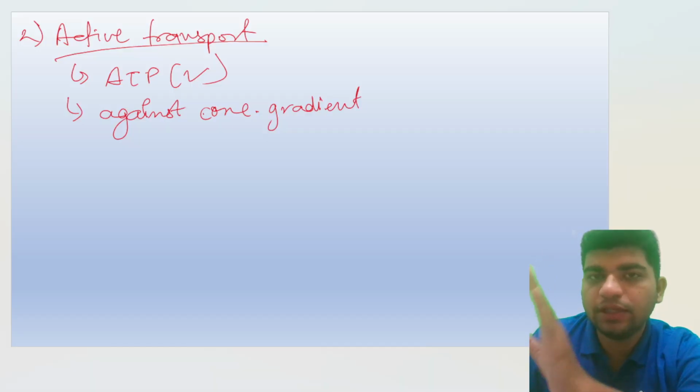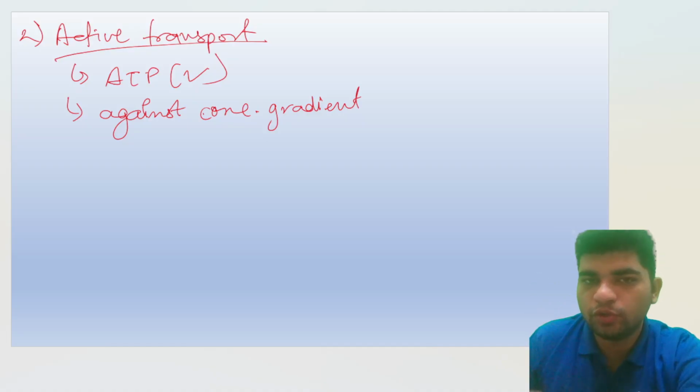In passive, what was happening? High to lower. The movement of the drug or the solute particles from the higher concentration to the lower concentration. Here, in active transport, it will be against the concentration gradient.